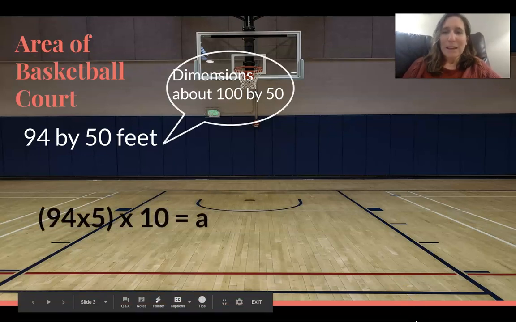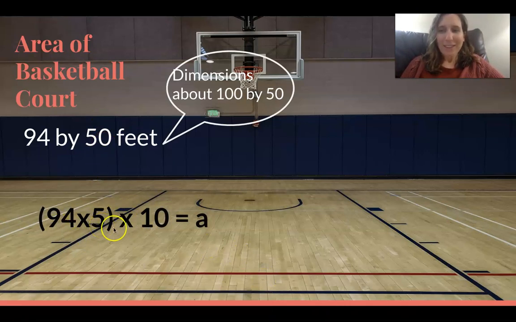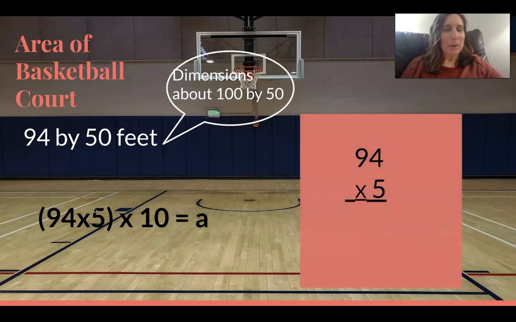So we're going to break up that 50 into 5 times 10, and we're going to say 94 times 5 times 10 is the area. That makes our algorithm a little more doable when we solve for that. You might want to pause the video and solve for this problem. But for now, we're going to solve it together.